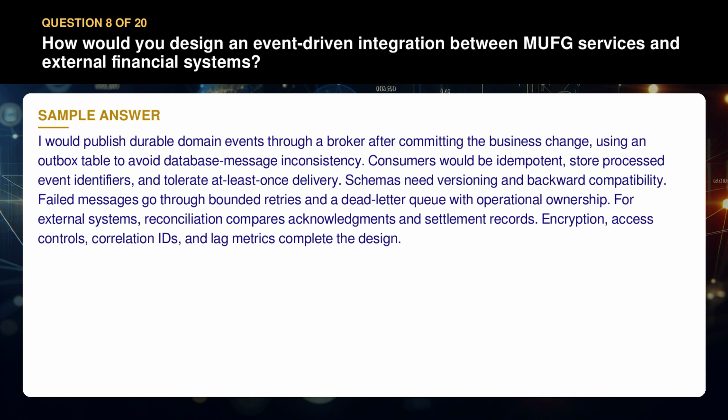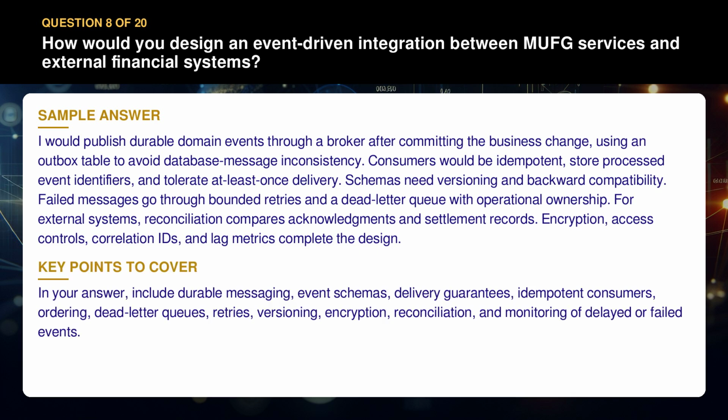For external systems, reconciliation compares acknowledgements and settlement records. Encryption, access controls, correlation IDs, and lag metrics complete the design. In your answer, include durable messaging, event schemas, delivery guarantees, idempotent consumers, ordering, dead letter queues, retries, versioning, encryption, reconciliation, and monitoring of delayed or failed events.